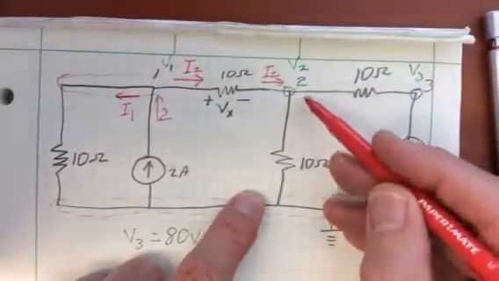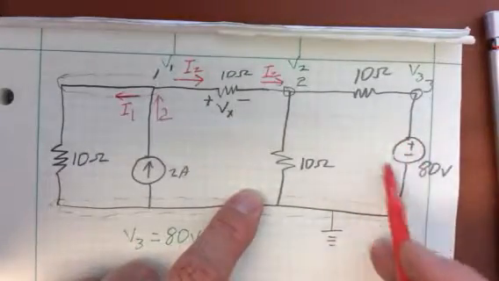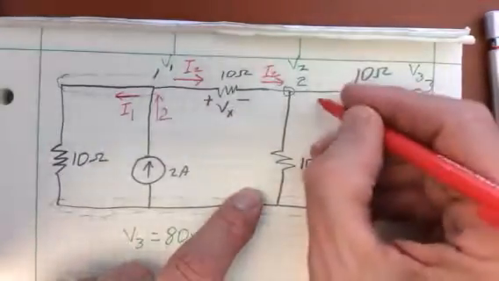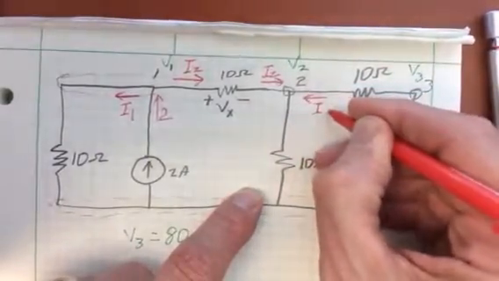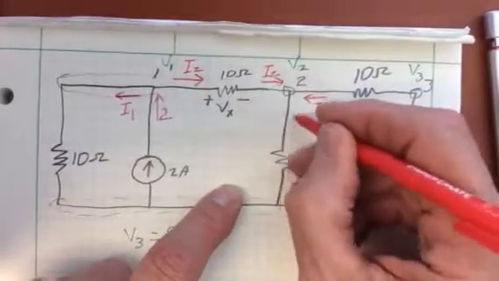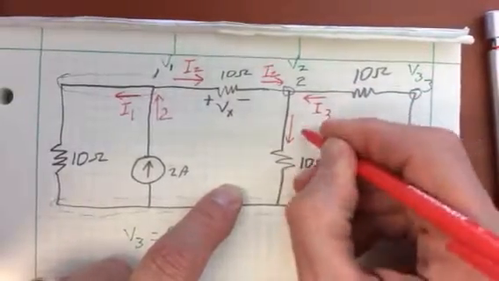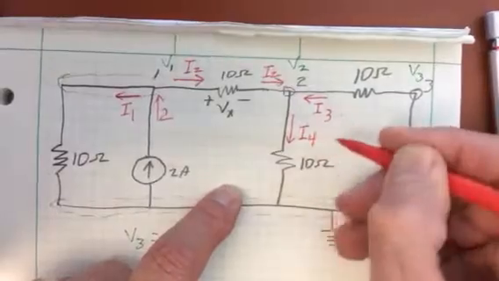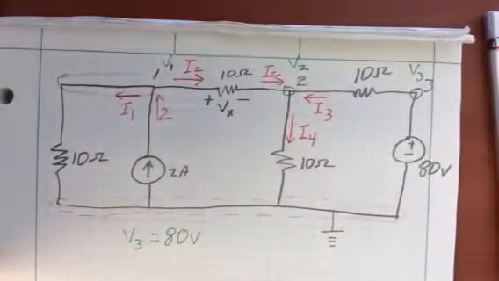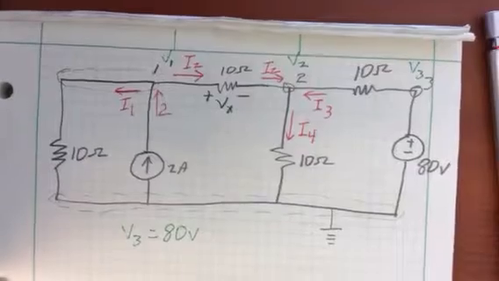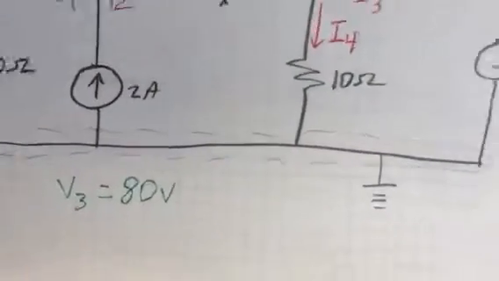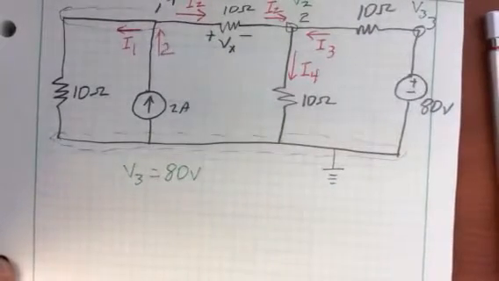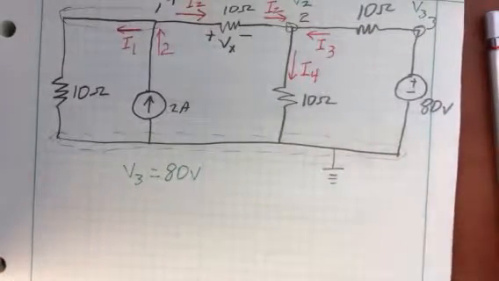Over here, we're going to have some current caused by the supply. I'm not sure which way it'll be. Let's guess it's in this direction. So there will be I3, and then we'll have this current, our other unknown, I4. So there we go. I've applied voltages and currents to every node. Let's go ahead and write the Kirchhoff's current laws for these nodes.